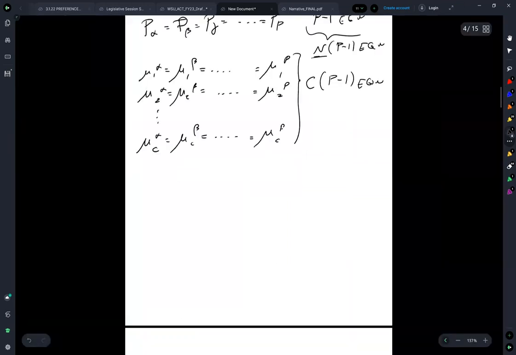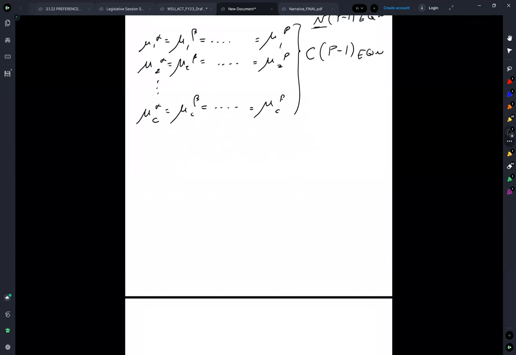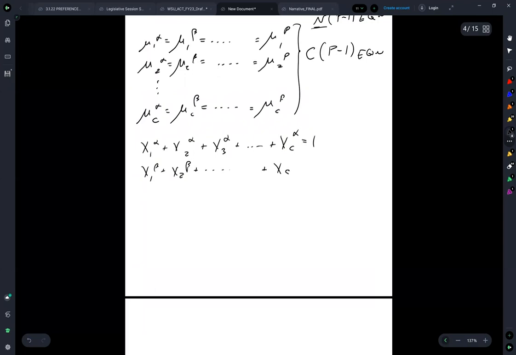Okay. And we have one more set of equations, and this has to do with conservation of mass, because we know that x1 alpha plus x2 alpha plus x3 alpha plus dot, dot, dot plus xC alpha is equal to one, right? By definition. And the same is true for x1 beta plus x2 beta plus xC beta is equal to one, up to x1 P plus x2 P plus xC P is equal to one. So that gives us P equations.